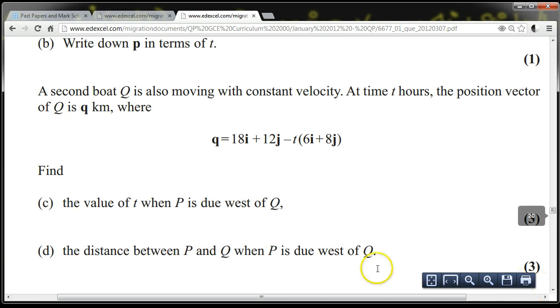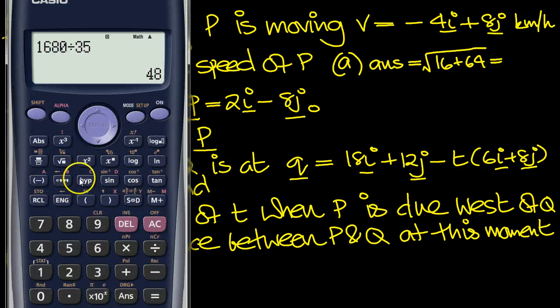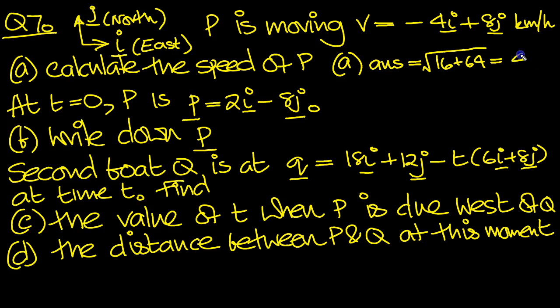So that's the question then. Let's have a little look at it in summary form. So the speed of P: we've got the velocity of P here, so we can just do Pythagoras. The answer will equal the square root of minus 4 squared, which is 16, plus 8 squared, which is 64. So that's the square root of 80, isn't it? We can type that in the calculator. Square root of 80 is 4 root 5. And that's the speed in kilometers per hour.